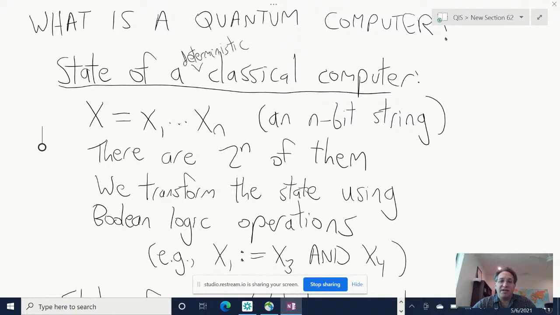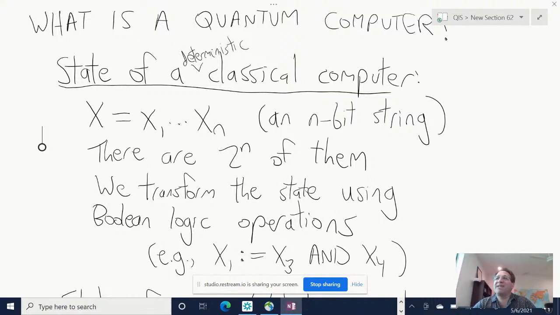Okay, so if we're computer scientists, then we don't care that much how these bits are physically realized, whether they're voltages or how they're realized in transistors. We just care how they behave. So we can think of the state of a classical computer as a string of n bits, x1 up to xn. And so, of course, the computer then has 2^n possible states.